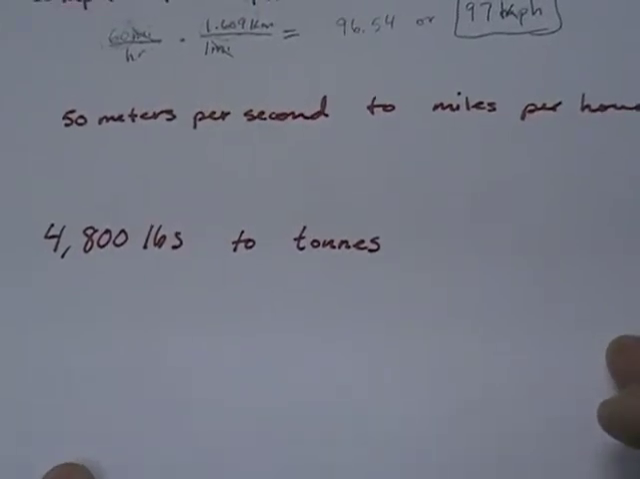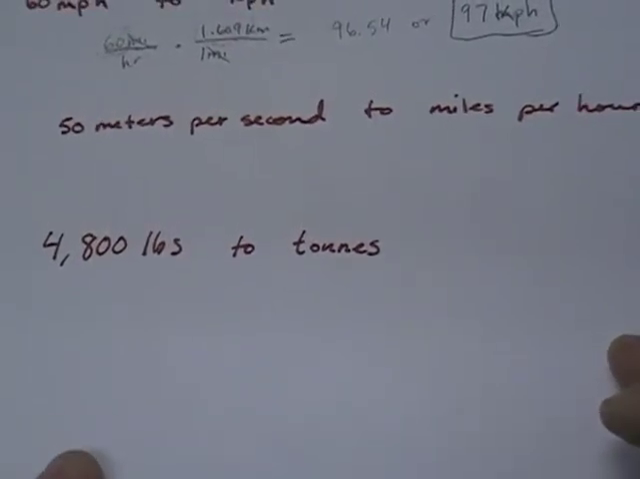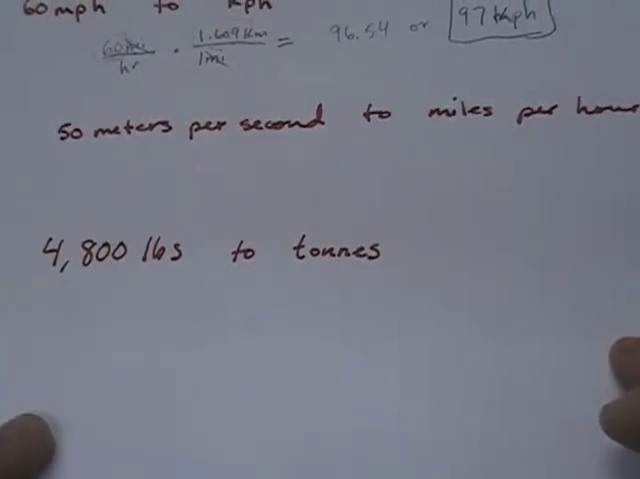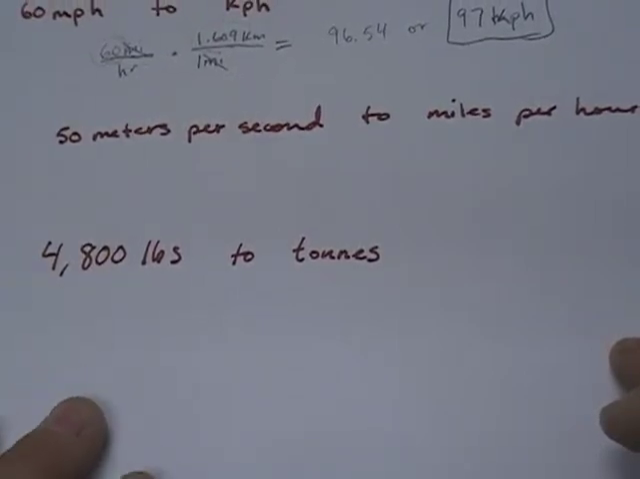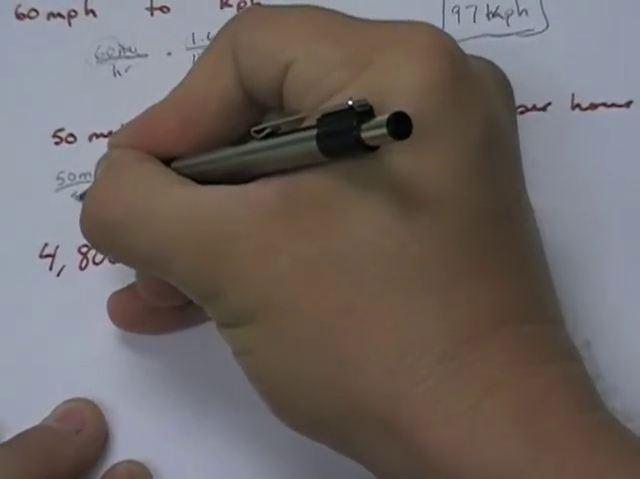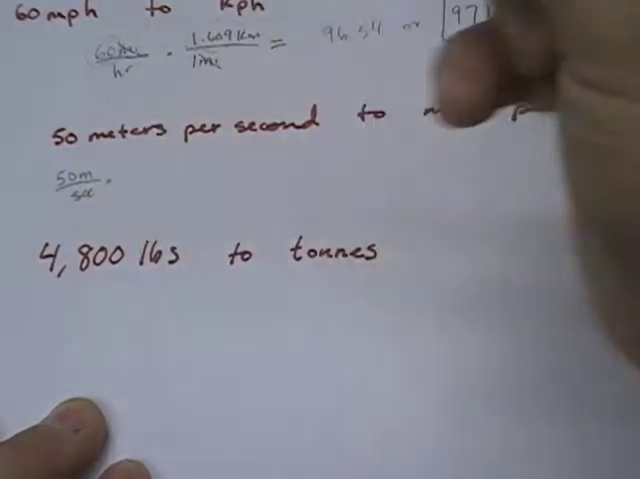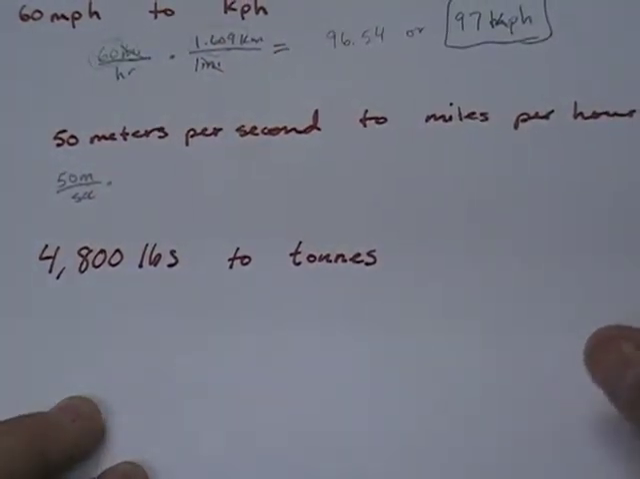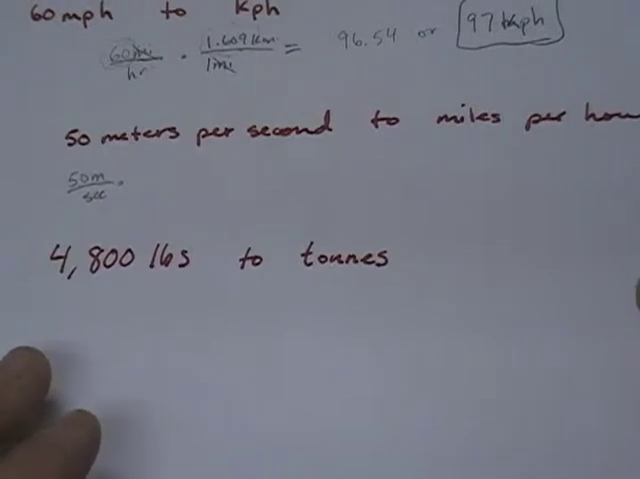Here, 50 meters per second. We're going to do this one the long way. So here goes. 50 meters per second. We start with that. 50 m over seconds. And there is a conversion from meters to miles. There is one. It is not on the sheet I've provided you. And I like to do this in a way that I use conversions I know. I don't just go look up every conversion.